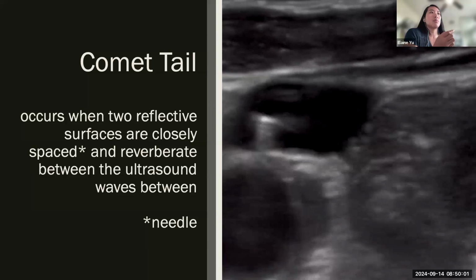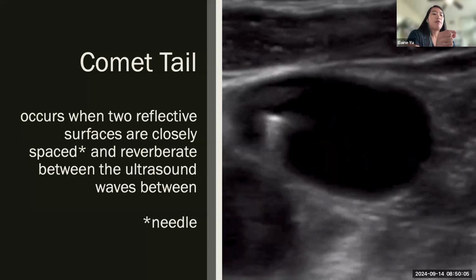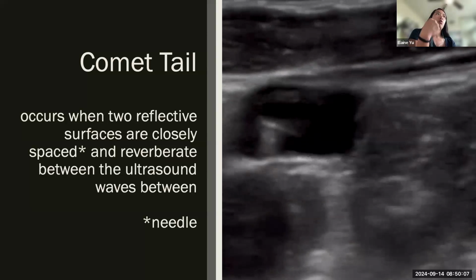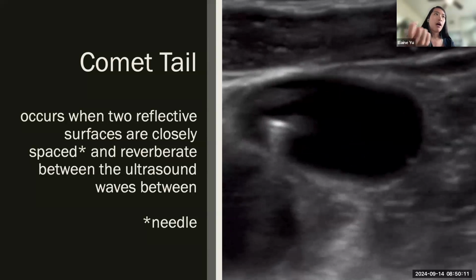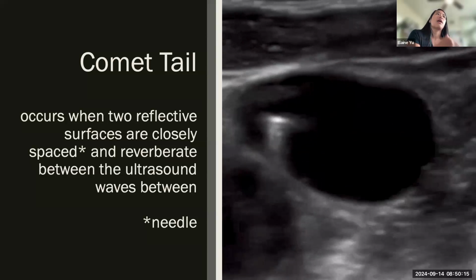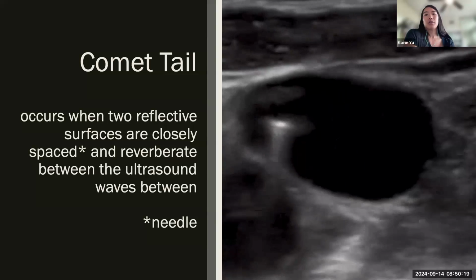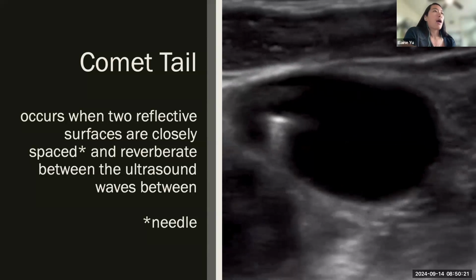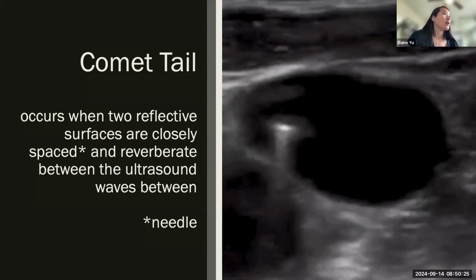So this is supposed to be a needle going into a vessel. And so if you think about a needle, you've got reflective surfaces on the outside of the needle and a tiny bit of presumably fluid as it's going into this vessel between the needle. And so that's causing very, very closely spaced reverberation artifact, leading to this kind of comet tail look coming down.